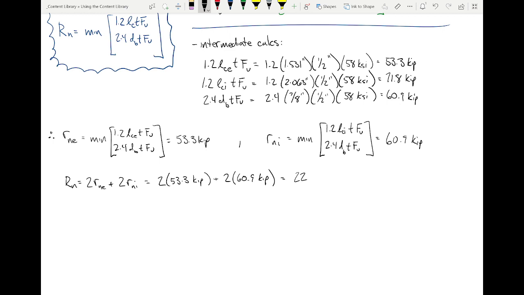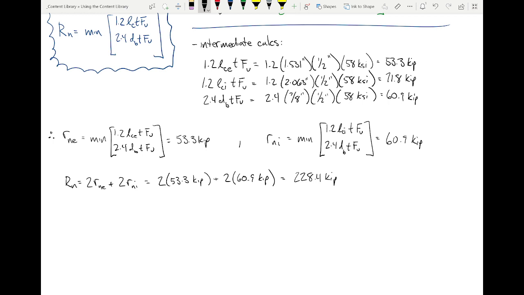$228.4. Do I have a second on that? Is that the capacity according to bolt bearing? You're saying no. Why? No. We're talking about per limit state. What am I forgetting? Say it again.